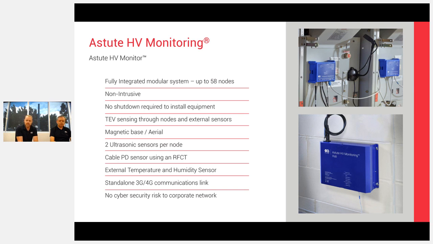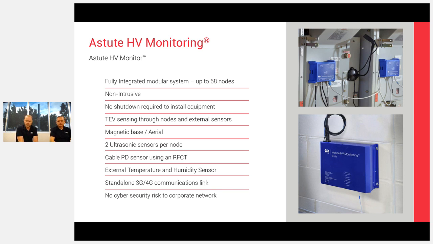We have RFCTs that we can attach to cables. So we put them on the outside, on the screens of your cables, to detect cable PD. We have temperature and humidity sensors that will log the temperature and the humidity within the room, or at the location of that sensor. So you can put them in different spots of the room, and it will log all the temperature and humidity as it goes along.